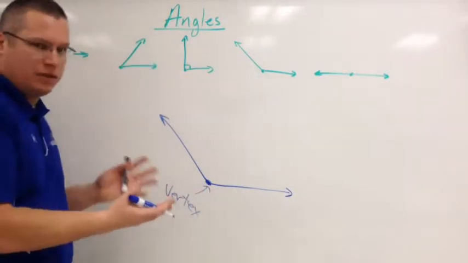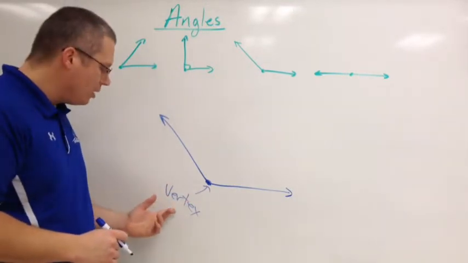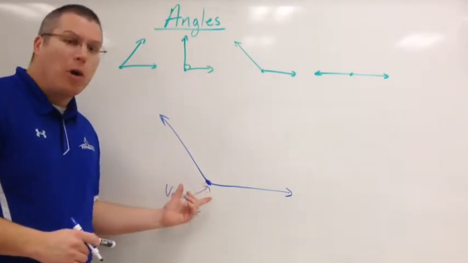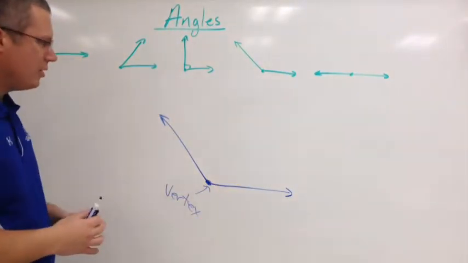Vertex is the intersection of two line segments, or rays in this case, okay? So a vertex is the elbow, so to speak. If you think of your arm as an angle, that's the vertex.